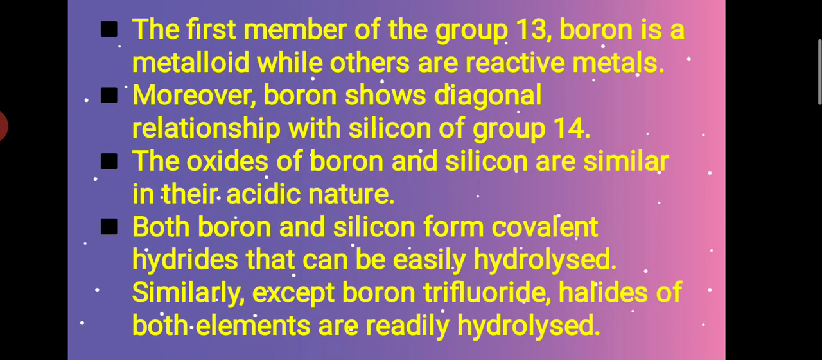Now if you take the 13th group, the first member is boron, which is a metalloid. Boron alone is a metalloid; the remaining others are reactive metals. Boron shows a diagonal relationship with silicon. How is it showing a diagonal relationship with silicon? Diagonal relationship means a cross relationship. If you see the periodic table, you can understand.